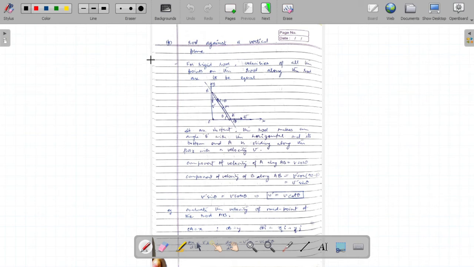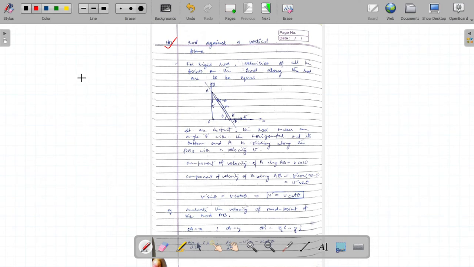So let us begin. The first constraint relation which we studied was the pulley and block constraint. So this constraint relation is the second constraint which we are going to study. That is the second constraint relation. This one is the rod against a vertical plane constraint.